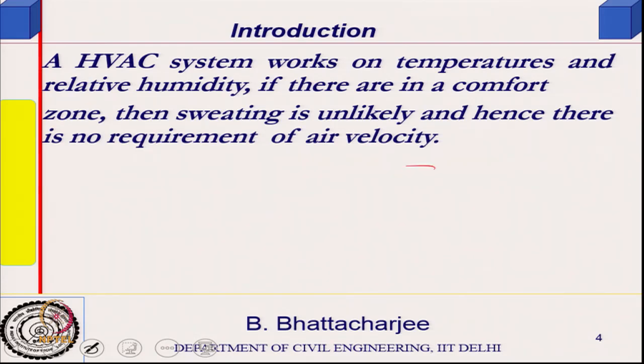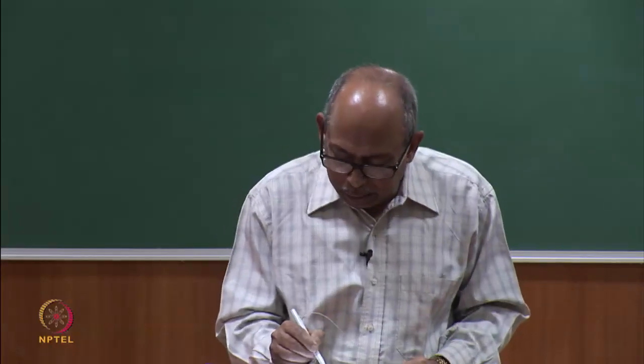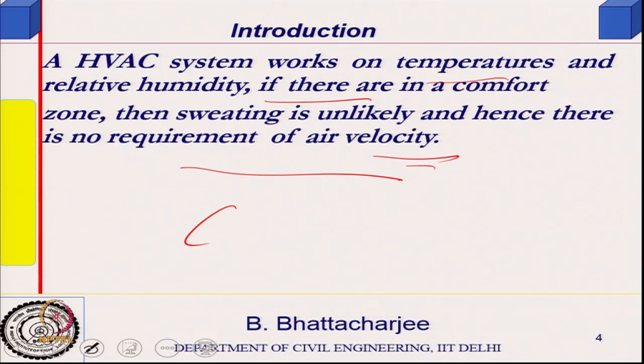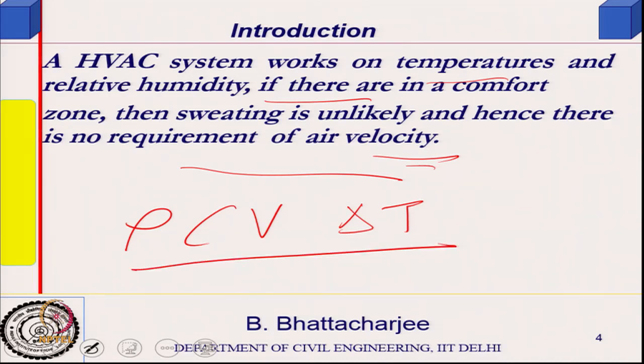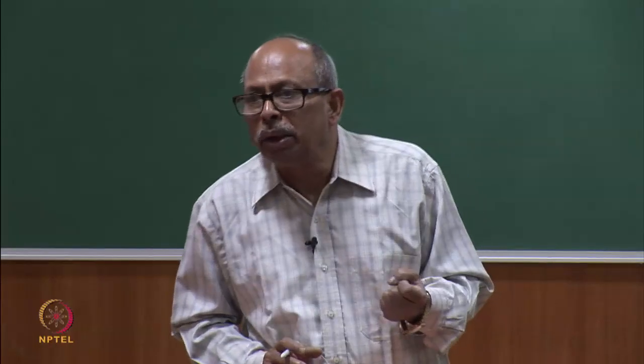In case of HVAC, air velocity is not required, as I said. You supply air at a lower temperature than the room temperature, and it absorbs heat. So, it will be mass, rho times V, into specific heat, into delta T. That is the amount of sensible heat that will be removed. But there will be some amount of latent heat removed also, because it might absorb moisture.